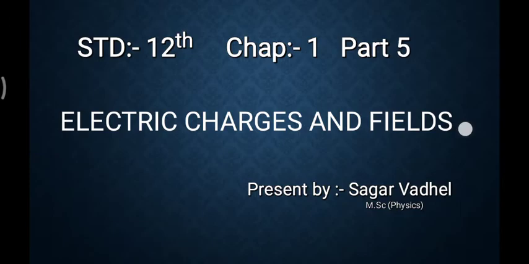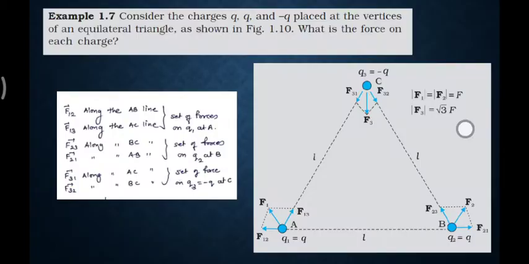So at last we have seen the electric field in detail. Here I am taking example number 1.7 of the NCERT 12th physics book, and this is also related to our discussions. This is about Coulomb's law, but we end up with the electric field also. Before the next topic, we have to find the force on each charge. Regarding Coulomb's force, we have to talk about it.